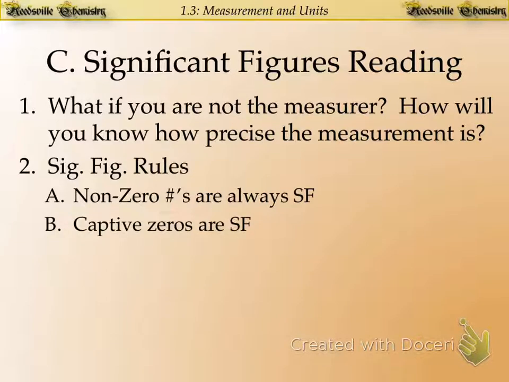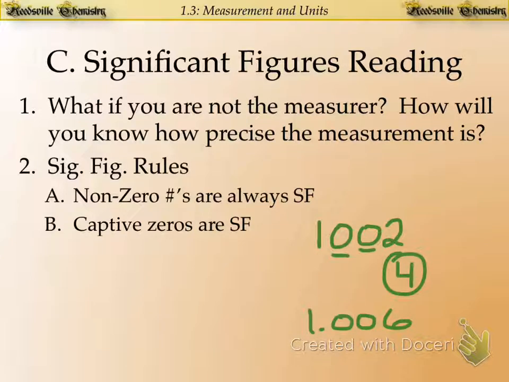Second of all, captive zeros are significant. So if you have a number that has zeros captivated between 2 non-zero numbers, like 1,002, you have 4 significant figures again. Okay, 4 significant figures. These are measured values. If you have a number like 1.006, 4 significant figures. They're captive between 2 non-zero numbers.